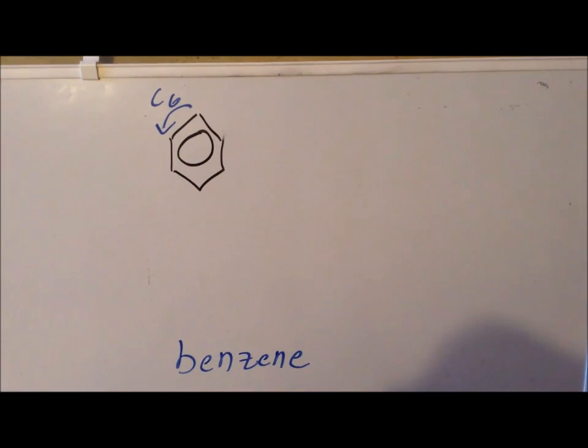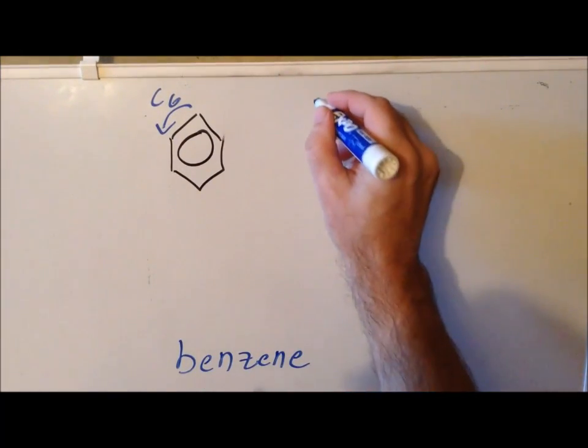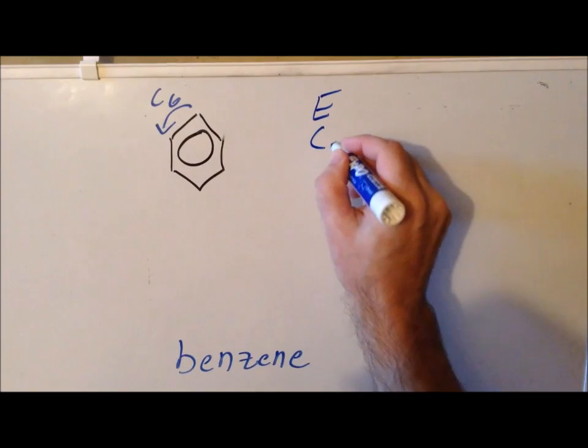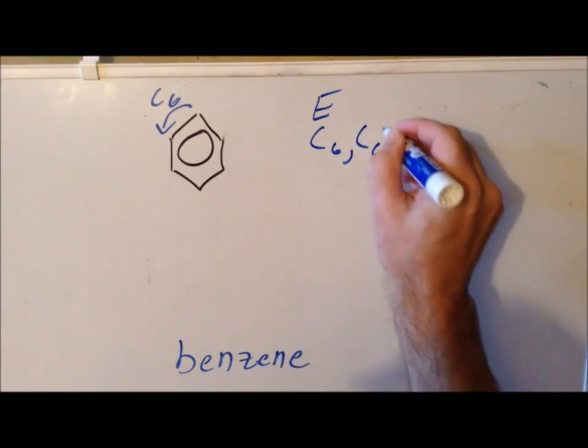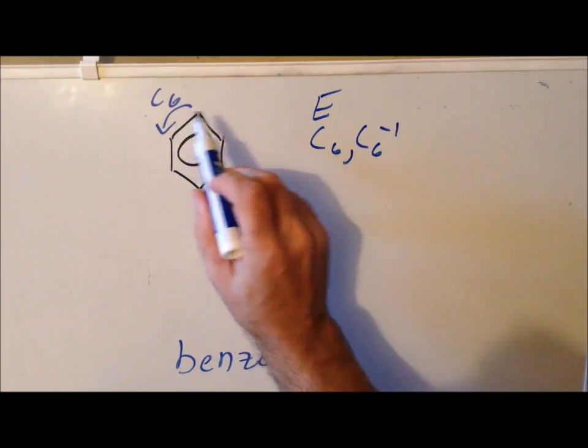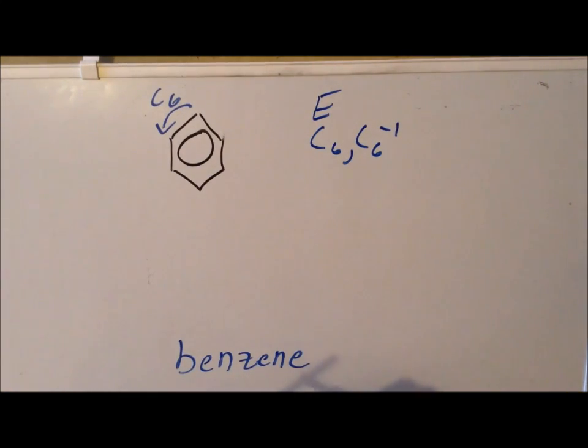By exactly the same sort of reasoning, if we go in the opposite direction, we always have E, we have C6. We have C6 to the -1 because we could just as well rotate in the clockwise direction, and again the molecule would look the same as it did before. Let's see what other rotations we have.